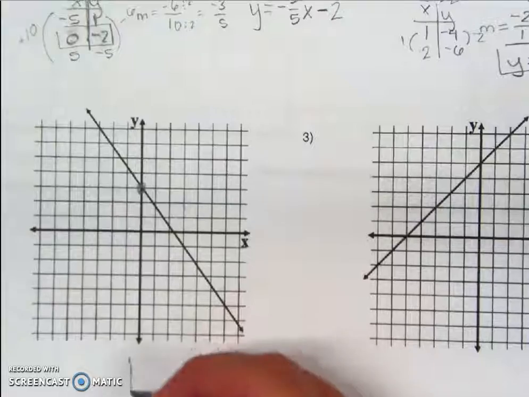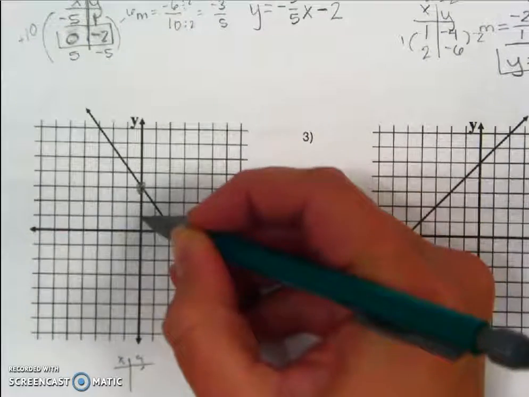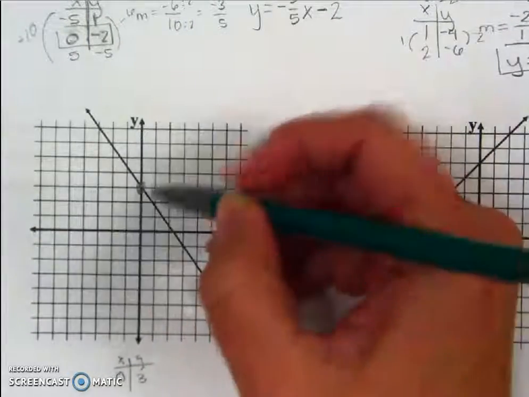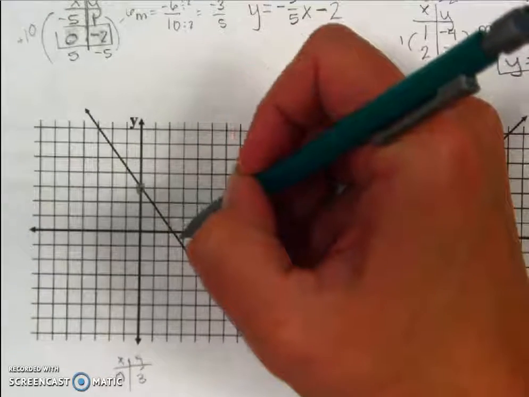Let's write down that initial value. So our initial value is 0, 1, 2, 3. Initial value is 3. My next good point looks like it's down here.